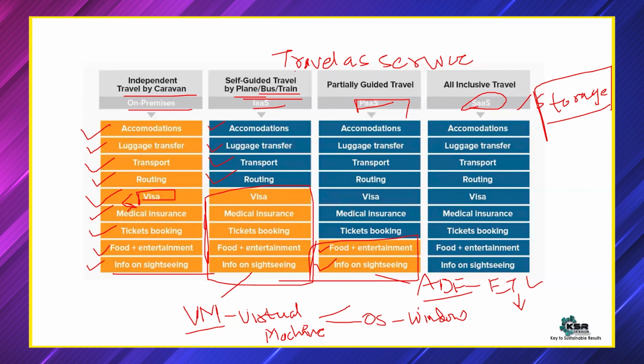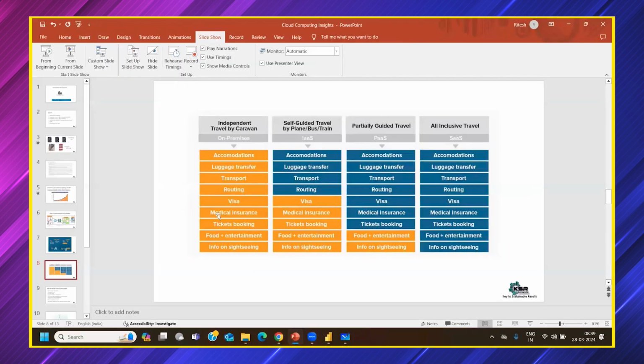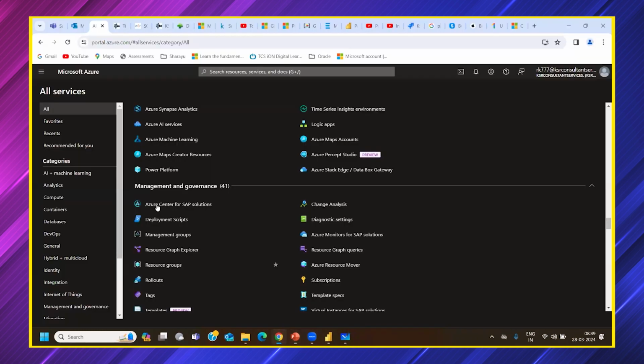So this is travel as a service. You want to combine with the cloud. Virtual machine is infrastructure, ADF is platform, and any storage account is called a software as a service. Now, let me head over to the cloud to give you more insights.